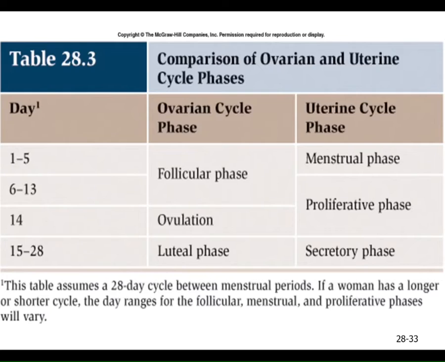So here's just a table of those cycles. Again, in the ovary, follicular phase from 1 to 13, ovulation on day 14, luteal from 15 to 28. In the uterus, the same 28-day cycle, first 5 days menstrual, proliferative from 6 to 14, and then 15 through 28 are secretory.